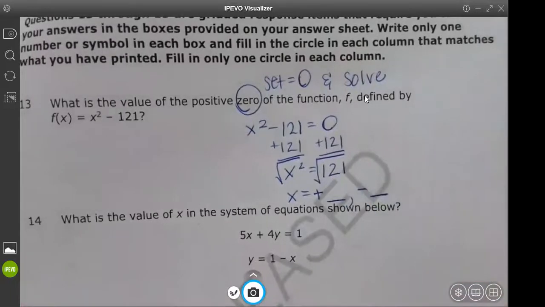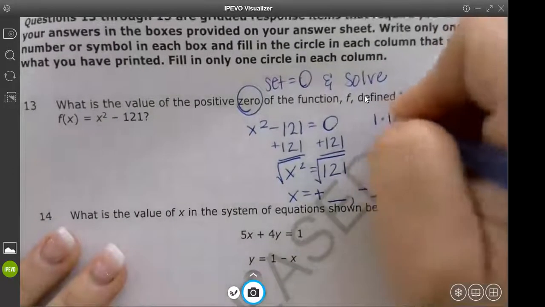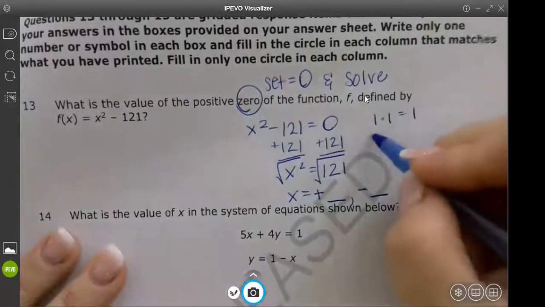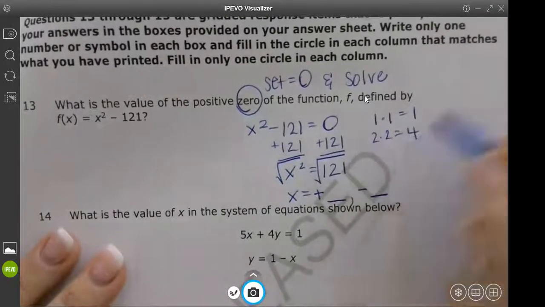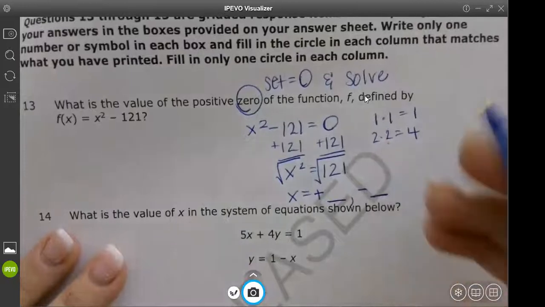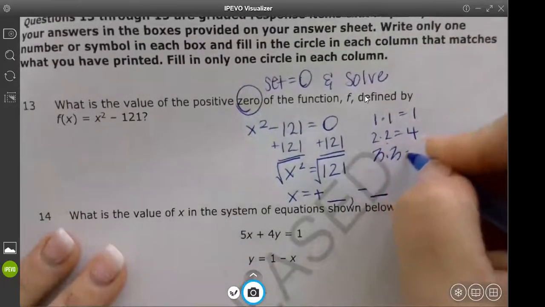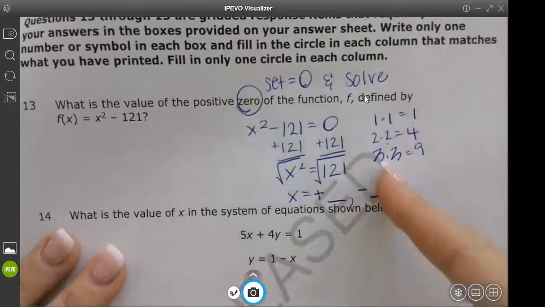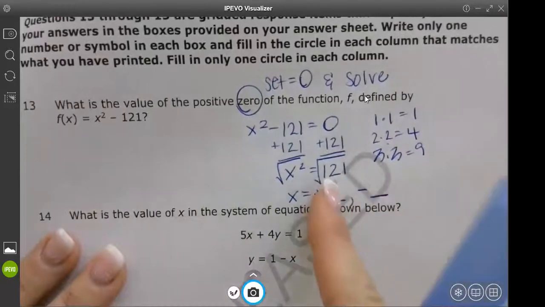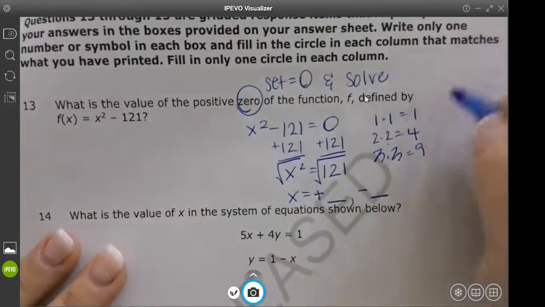Remember, square root means it's two things multiplied together. So like 1 times 1 is 1. 2 times 2 would be 4, so the square root of 4 would be 2. 3 times 3 is 9. The square root of 9 would be 3. So you're trying to figure out what you can multiply together to get 121.